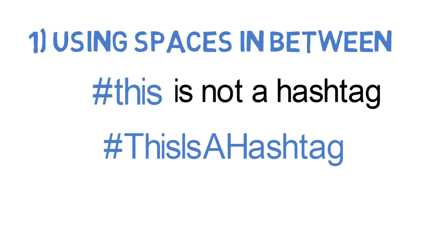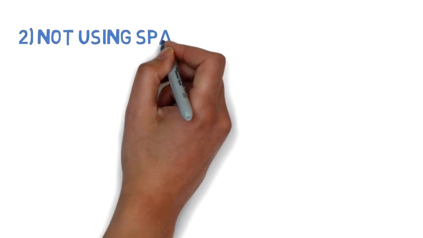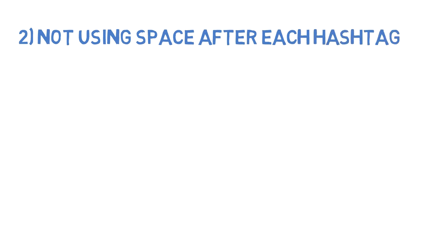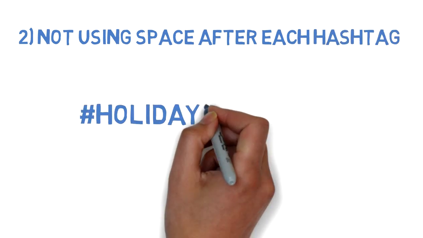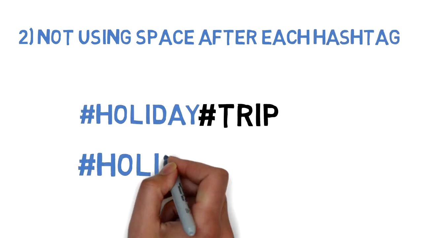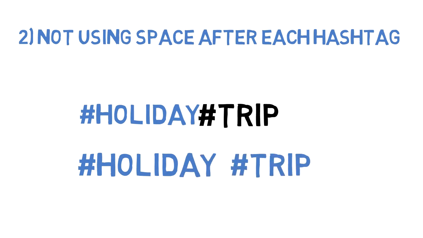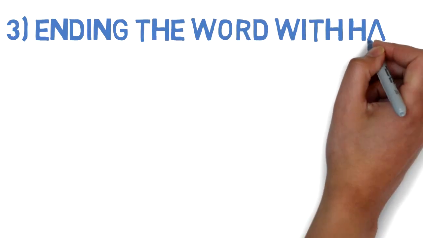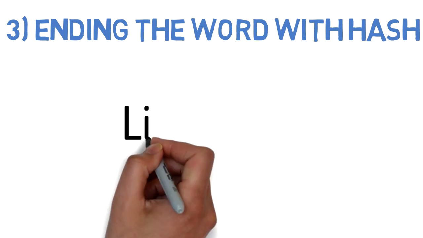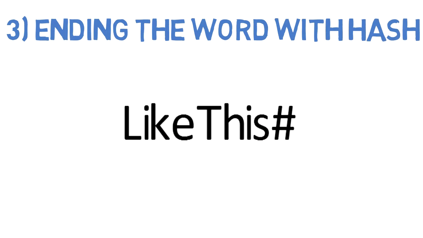The second one would be the best way to use the hashtag. Not using spaces after each hashtag, even this is a problem. Like you're using two hashtags and you don't give space after the first hashtag. So the second hashtag will be just a normal word following a special character. Ending the word with a hash doesn't make it a hashtag, or just like this. Only the words that follow the hash are considered as hashtag.